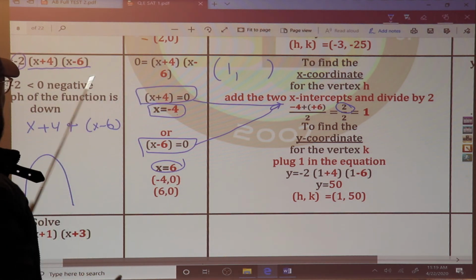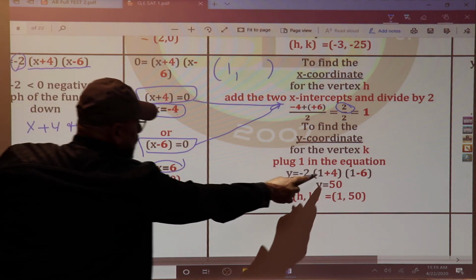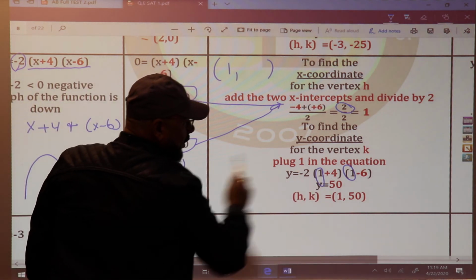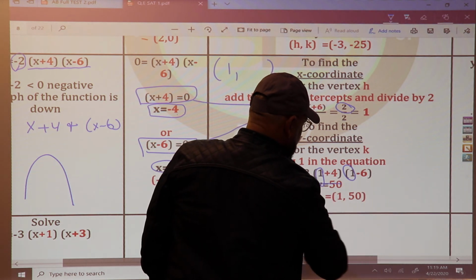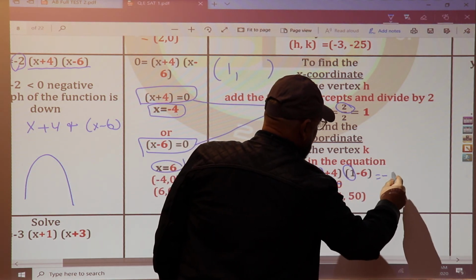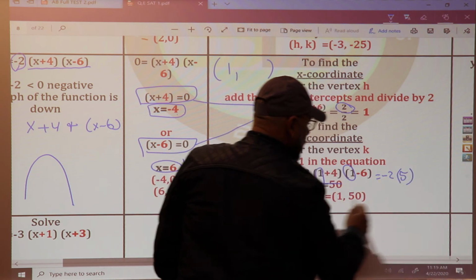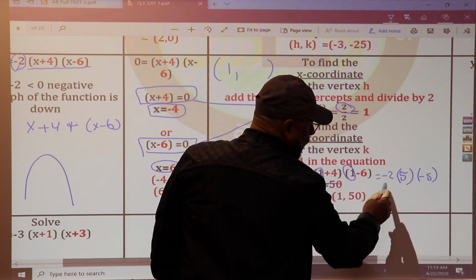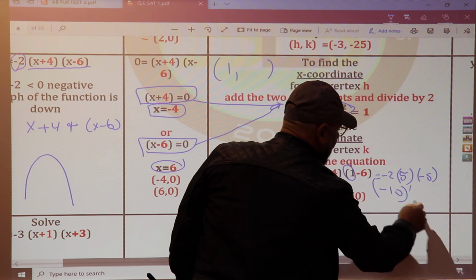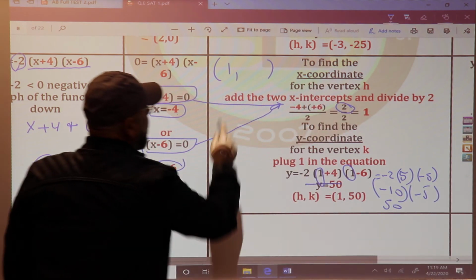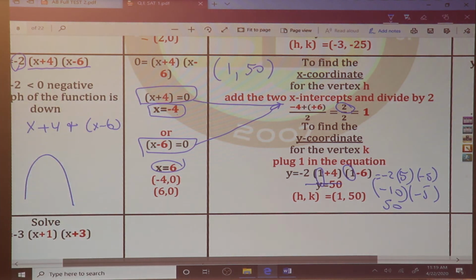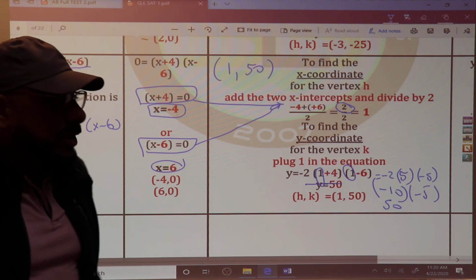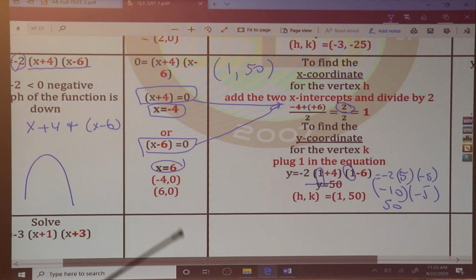Now, you plug the 1 into the equation here. You see what I did? 1 plus 4 is 5, and 1 minus 6 is negative 5. Now, negative 2 times 5 is negative 10, times negative 5 is 50. But believe me guys, most of the time you will have only one choice with 1 because they want you to know this concept.